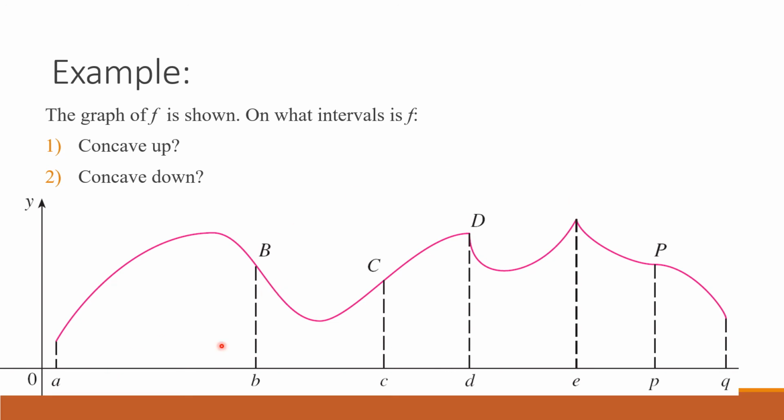So in this function, can we define what's concave up or concave down? Yes, this part from a to b, as you see, like sad, the mouth is downward, so concave down. From b to c, concave up. From c to d, concave down. From d to e, concave up. From e to p, still concave up. From p to q, concave down.